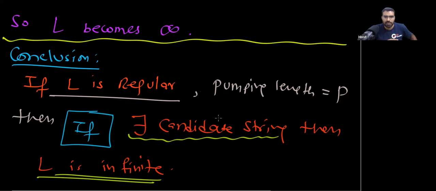Simple point. If there exists a candidate string, then that will pump also. Just think about it. If there is a candidate string, your language is regular, and the pumping length is P. Now, you tell me one thing. If there is a string which is a candidate string, it belongs to the language and its length is greater than or equal to P. So if there is a candidate string, then that will pump also. Yes or no? Because the pumping length is P. It is given to you.